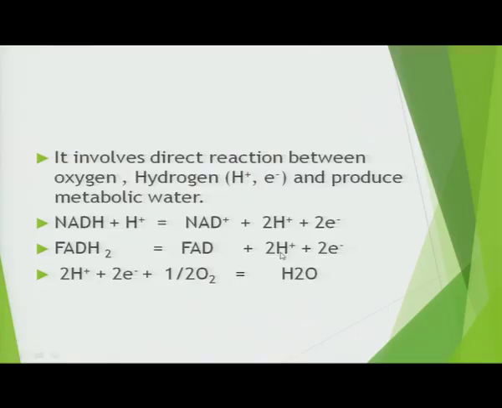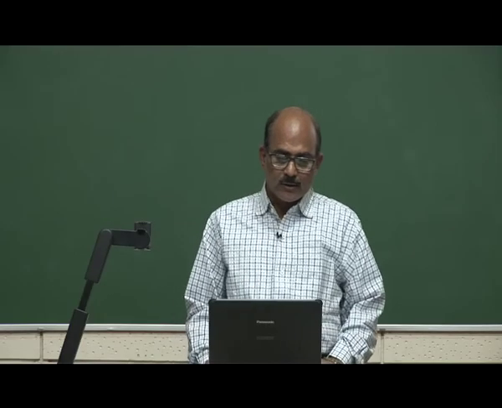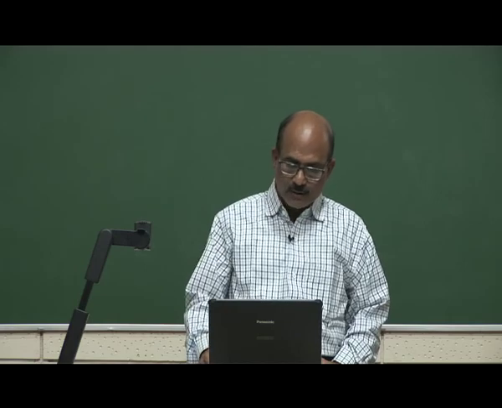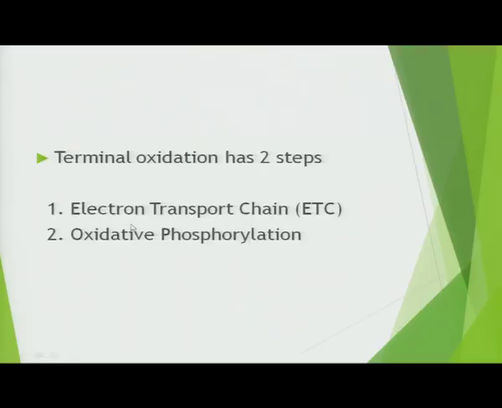Now, in this entire reaction, NADH plus H plus is converted into NAD plus, 2H plus and electrons. The FADH2 is returned back to FAD, 2H plus and 2 electrons. Finally, this reaction combines to form water. This will be terminal oxidation, which is followed by two steps of reaction, that is the electron transport chain and oxidative phosphorylation, which will be discussed in later classes.